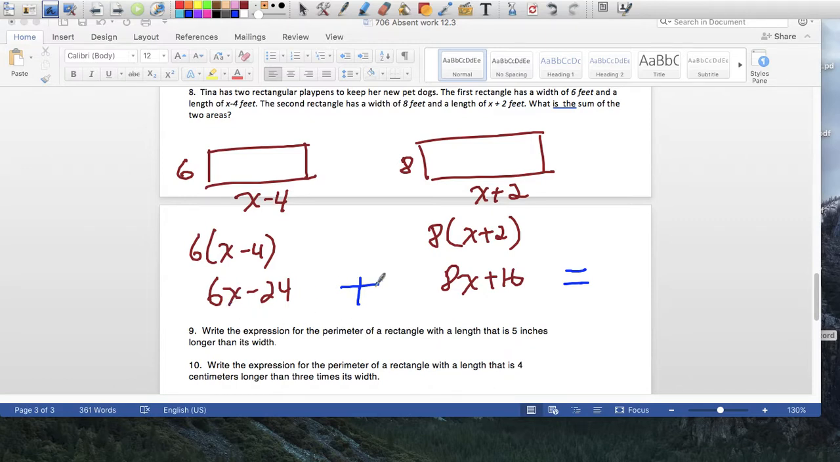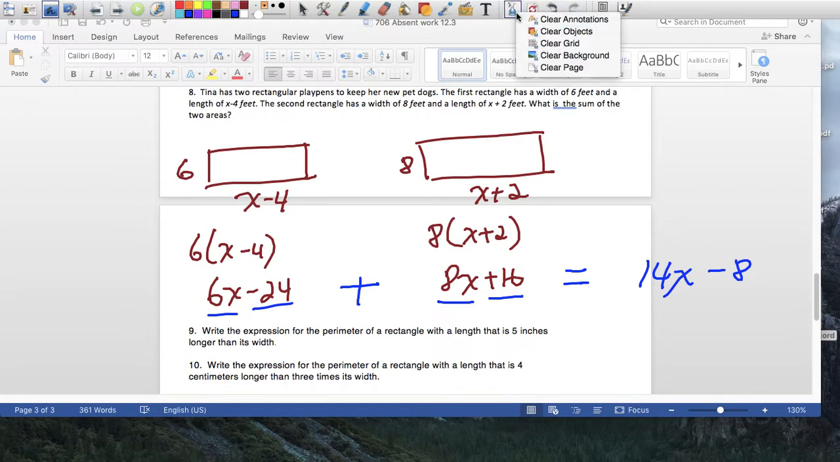6x minus 24 plus 8x plus 16, I can combine this with this, and I get 14x. Minus 24 and plus 16 gives me negative 8. So the two areas combined gives me 14x minus 8.